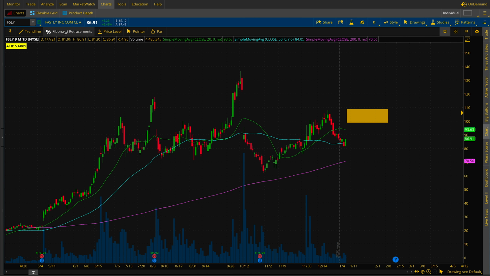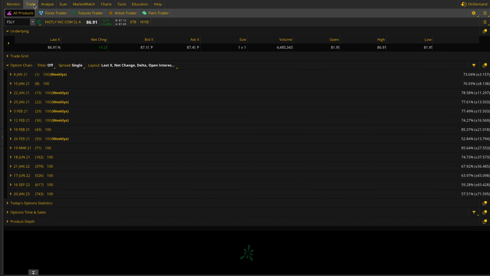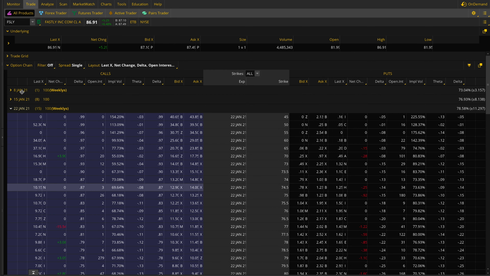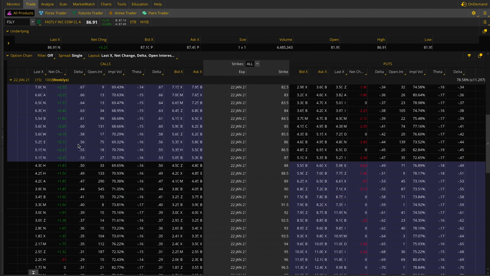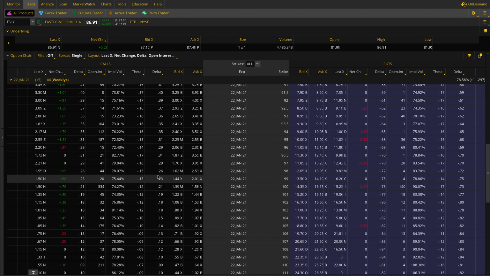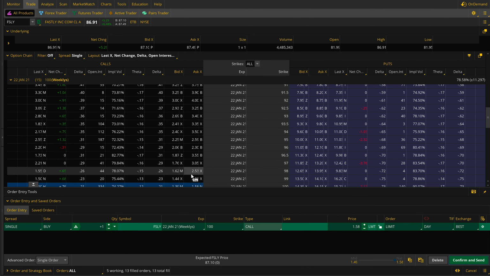Now I know that I'm looking for something 2 weeks out. So right off the bat, I expand the January 22nd expiry, and I know that I want to capture something between 100 to 110. So I'll start by looking at the 100 strike, which costs about $1.40 debit.